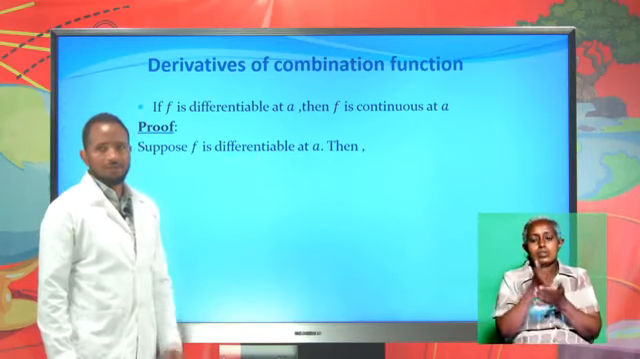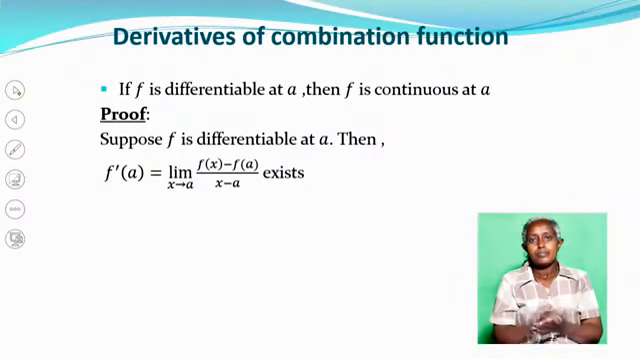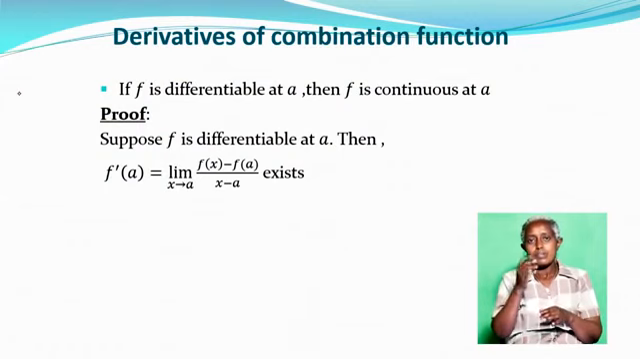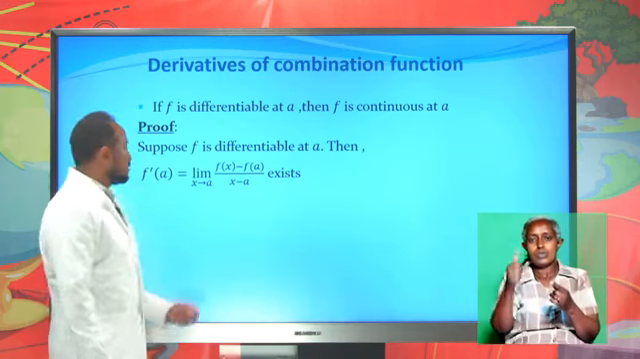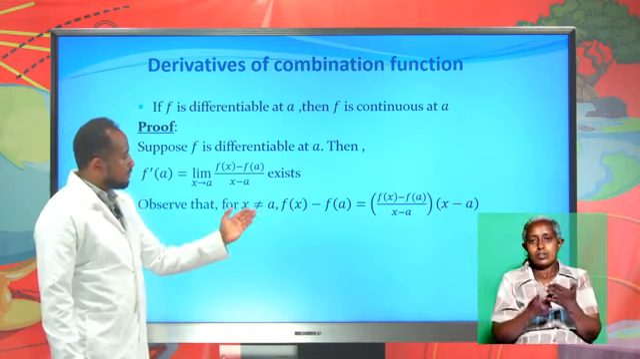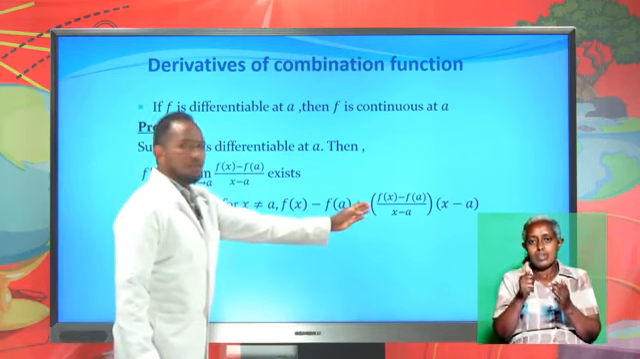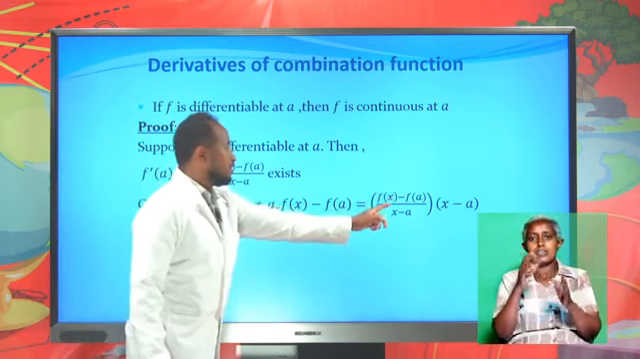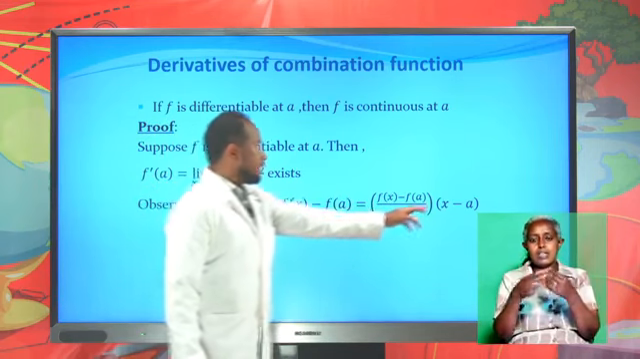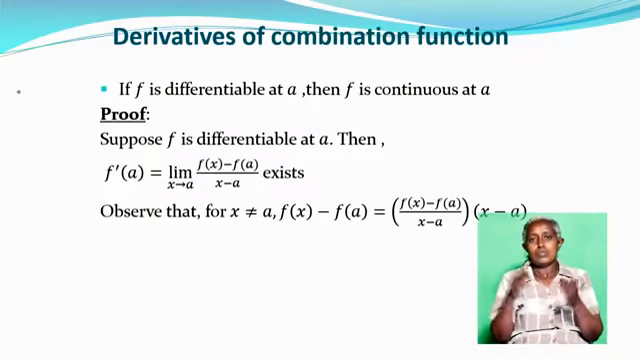Suppose f is differentiable at a. Then the derivative of f at a is equal to the limit of f of x minus f of a over x minus a, where x approaches a, exists. Observe that for x different from a, f of x minus f of a is equal to f of x minus f of a over x minus a times x minus a, because you can cancel these two. These two are equivalent.